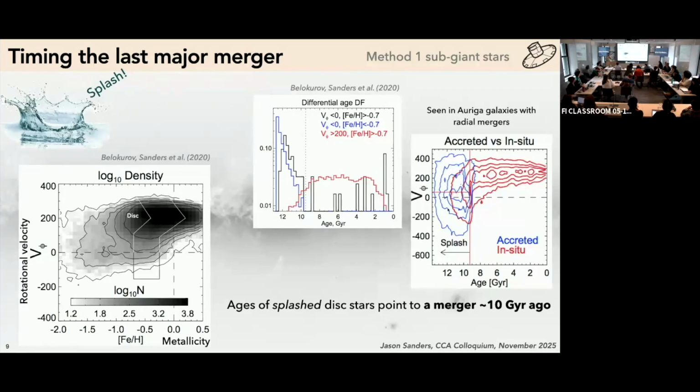And this sort of picture is corroborated by the cosmological simulation I showed in the very first slides, where from one of the Auriga galaxies, you see a similar picture where you get this in situ population, the disk population, that's splashed up by the accreted event, and you get this kind of step in the age distribution of these non-rotating stars.